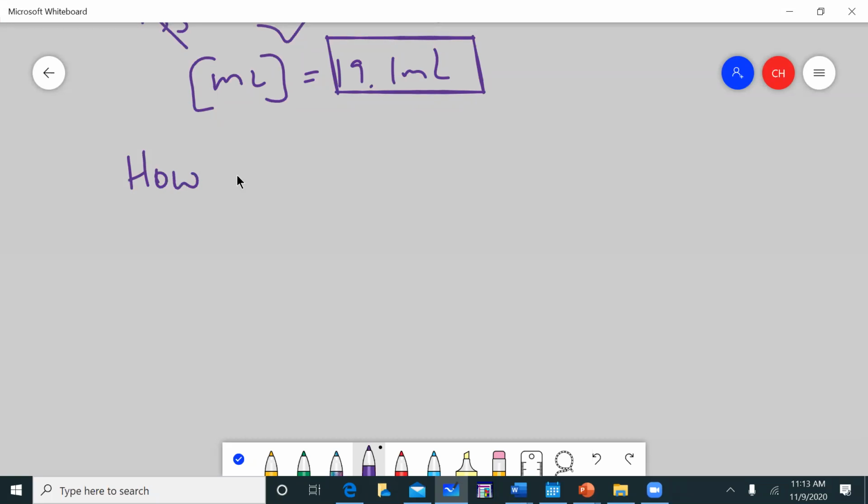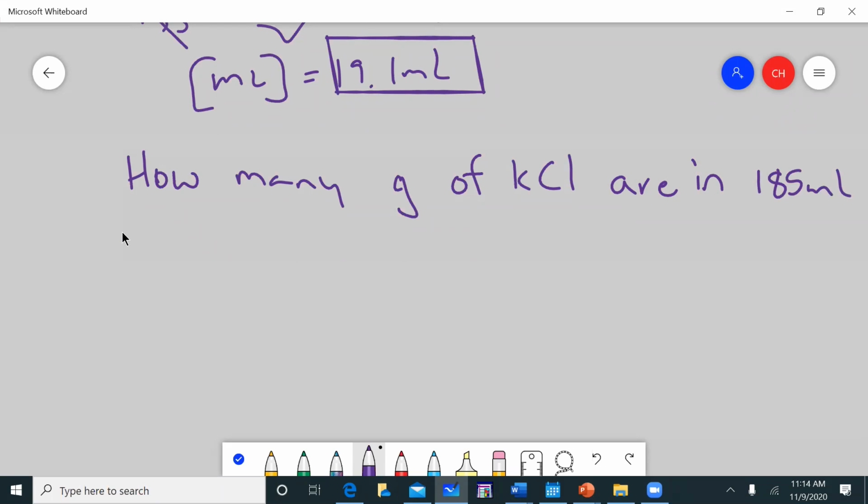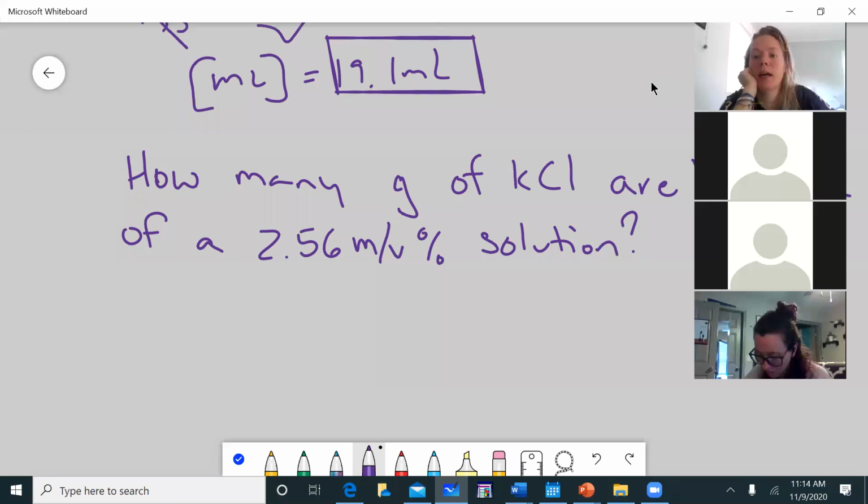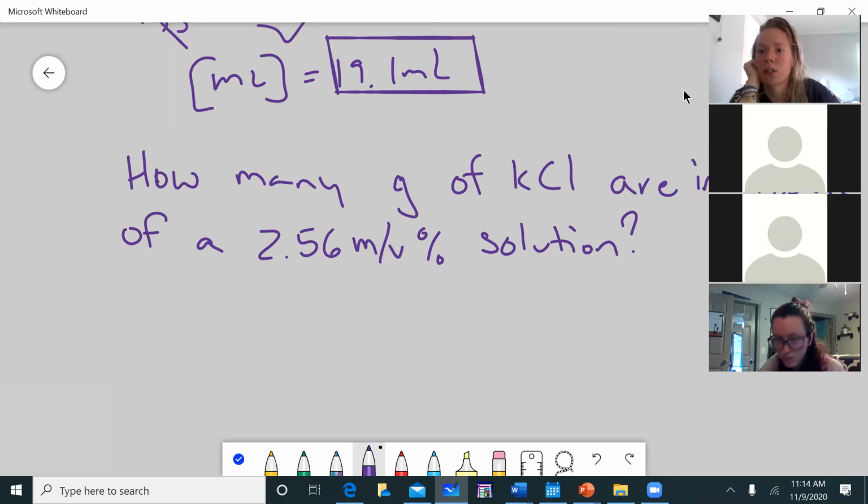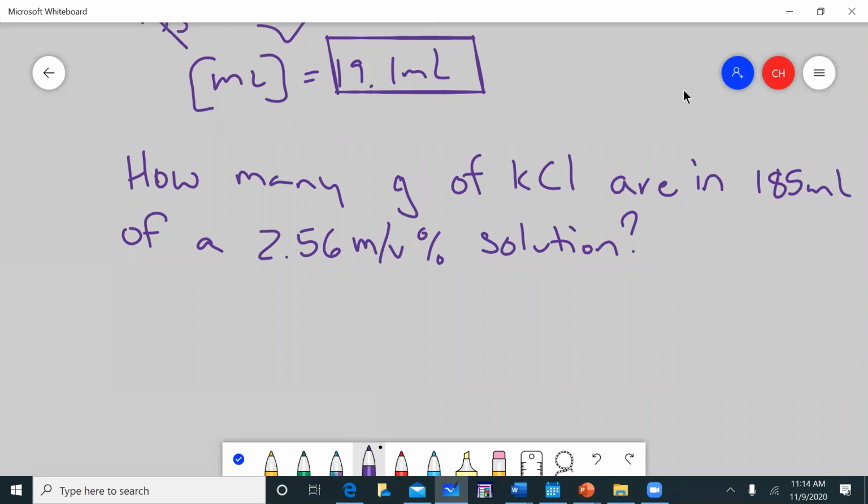How many grams of KCl are in 185 milliliters of a 2.56 mass volume percent solution? All right, I want you to go ahead and work on that. You can go at it either way. So if you like plugging it into the equation, plug it in. If you'd rather do it with a conversion factor, that's fine too. I'll give you all 3 minutes.